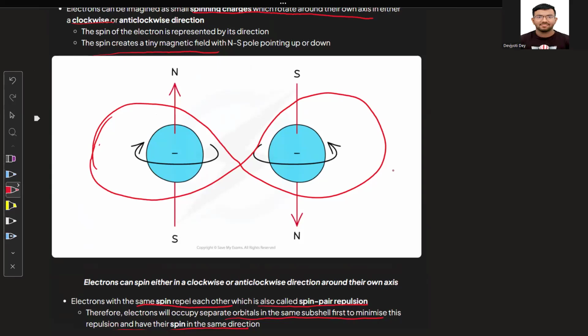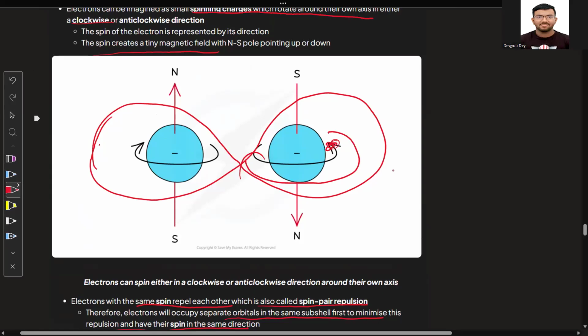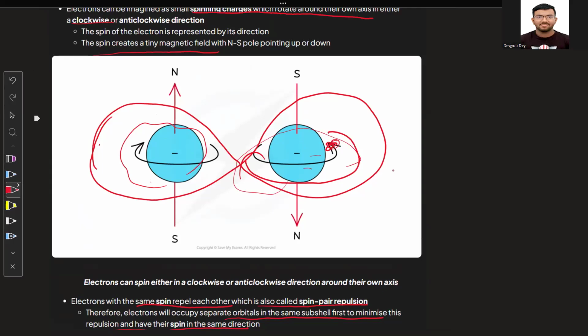Say for instance, this one is anti-clockwise, and let's say this one is also clockwise. Now this is not possible, because the magnetic field produced by this spin and the magnetic field produced by this spin will add up and produce a greater resultant magnetic field, which will create repulsion between these two electrons, and so they cannot occupy the same space together.